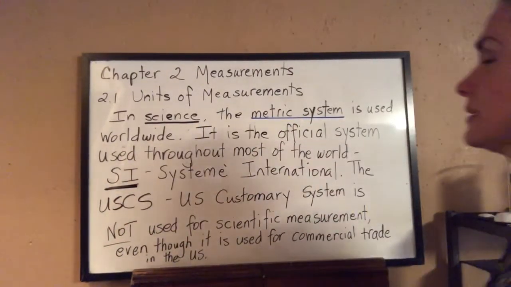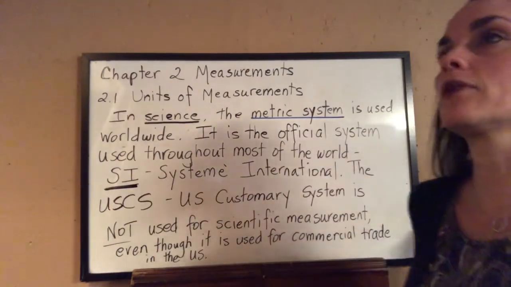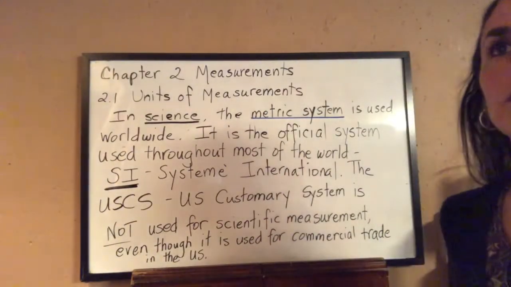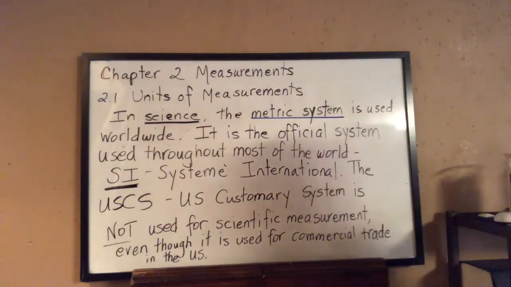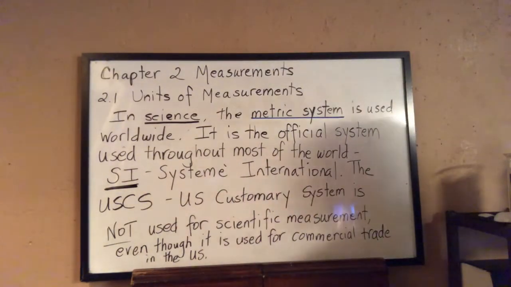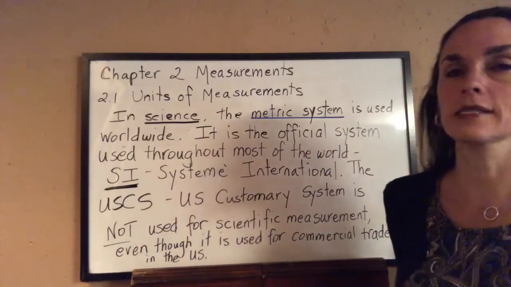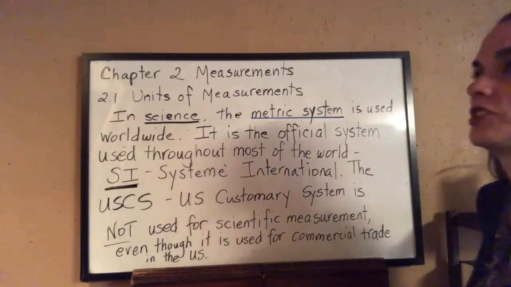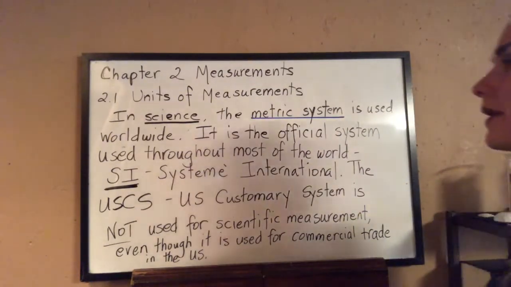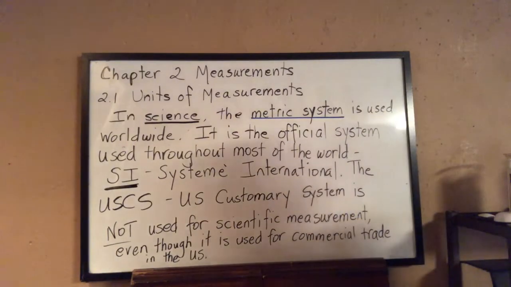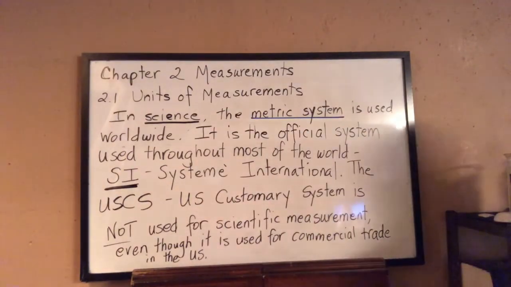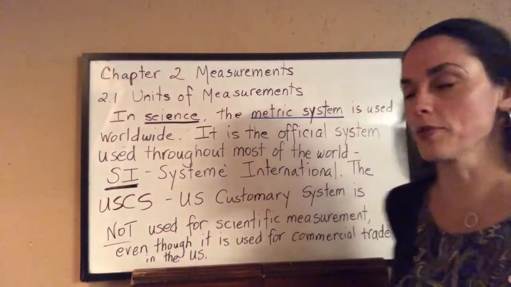Chapter 2, measurements. Chapter 2 talks all about measurements that are used in chemistry. The first section of Chapter 2 introduces units of measurements. In science, chemistry, biology, physics, any subcategory, the metric system is used worldwide. It is the official system used throughout most of the world for trade as well.